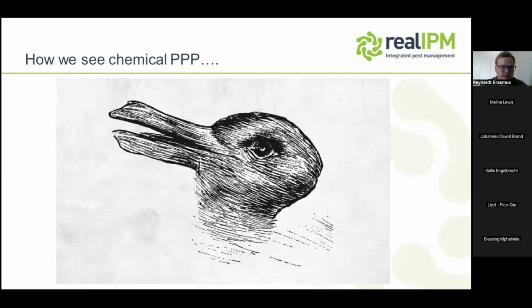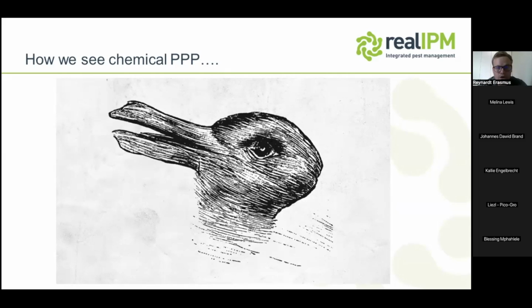How we see chemical plant protection products: as I think most of you have seen these optical illusions. When looking from the one side, you see a certain image, then when looking from another, you see something completely different. As in this picture, we're looking from the left, you see a duck, and looking from the right, you see a rabbit.